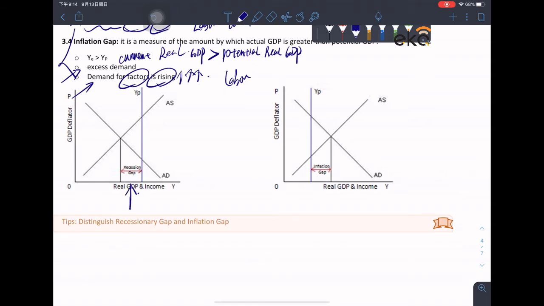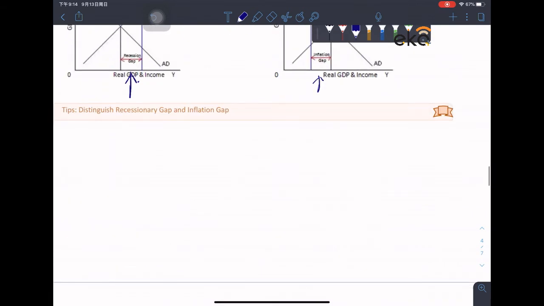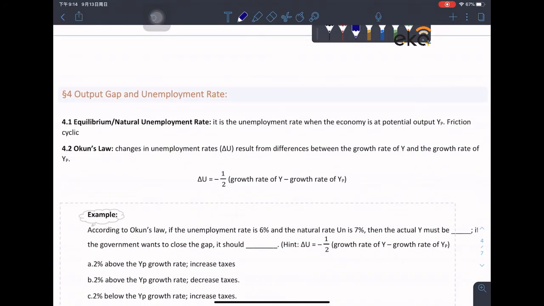Here is the recessionary gap, where the equilibrium output YE is less than potential output. Here we have an inflation gap, where YP is less than Y equilibrium. Tips: distinguish the recessionary gap and the inflation gap. Moving on, output gap and unemployment.